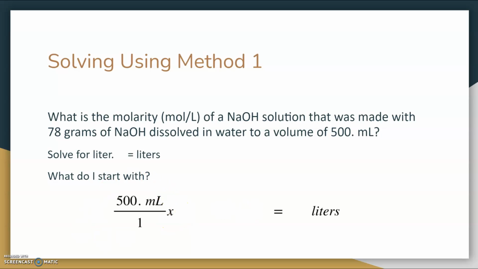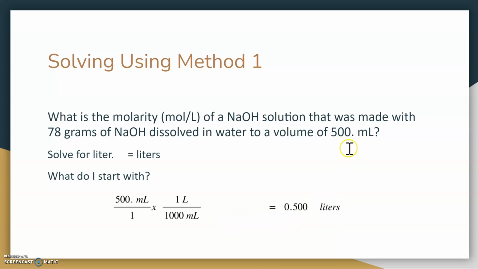And now I need a conversion factor. This you should have probably memorized. You can have it on a 3x5 card, but this is one I would memorize. So hopefully you know that there are 1,000 milliliters for every 1 liter. So I put the milliliters on the bottom so they'll cancel. And then I just have to do the math. 500 divided by 1,000 gives me 0.500 liters.